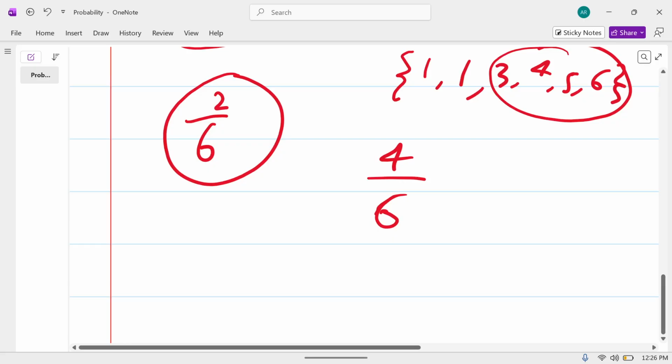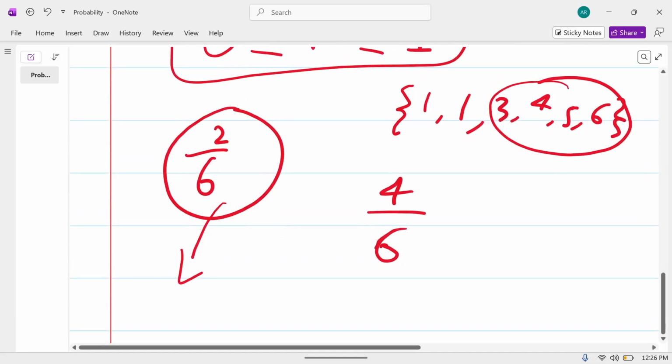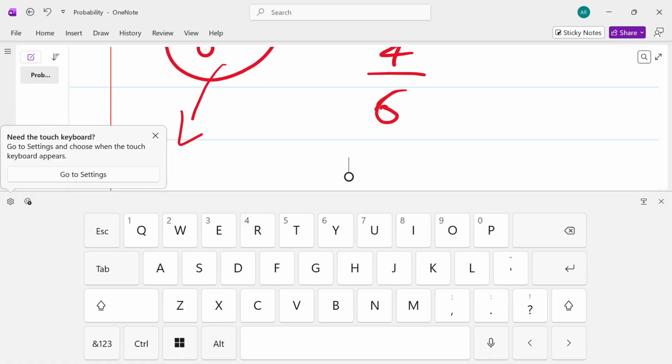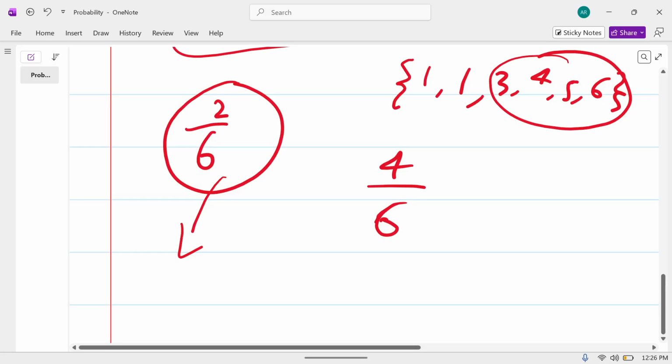Another way you could have done it would have been, if you have, let's say, the probability of an event, and then the examiner asks you the opposite of that event. For example, in this case, this is the probability that the dice would land on a 1. You wrote 2 over 6, right? Now it asks you what would be the probability for an event where the dice lands on a number which is not 1, any number other than 1.